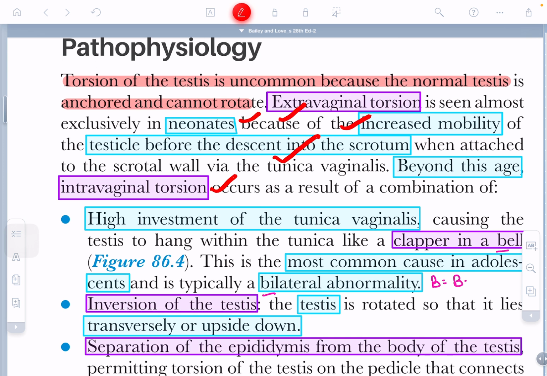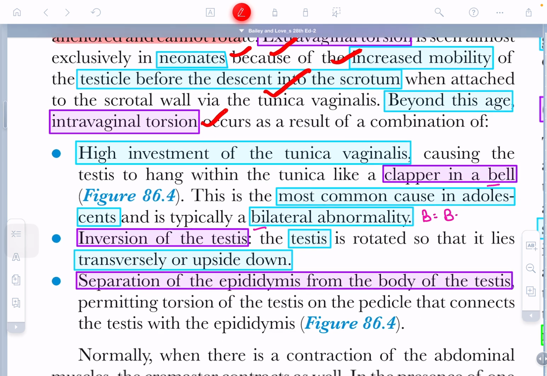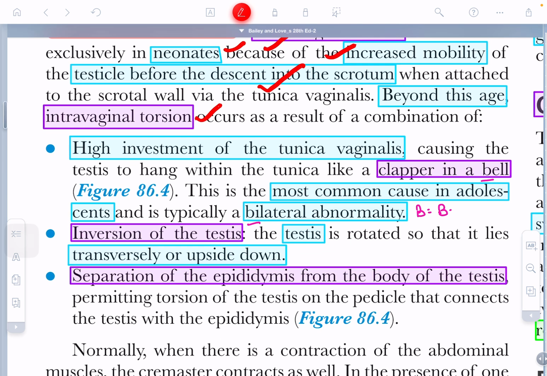Regarding intravaginal torsion, there are three mechanisms. One is bell clapper deformity, a clapper in a bell deformity, same thing. Then inversion of the testis, and the third one is separation of the epididymis from the body of the testis. The clapper in the bell is because of high investment of tunica vaginalis. This is most common in adolescents, and typically it is bilateral. B for bell, B for bilateral.